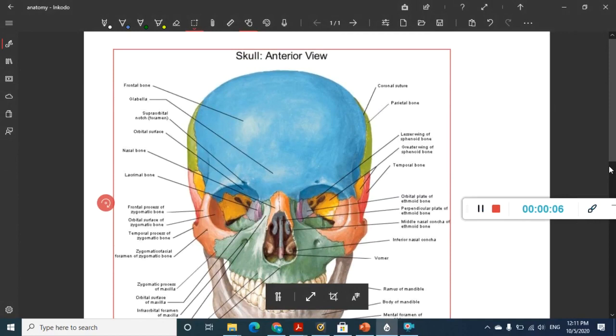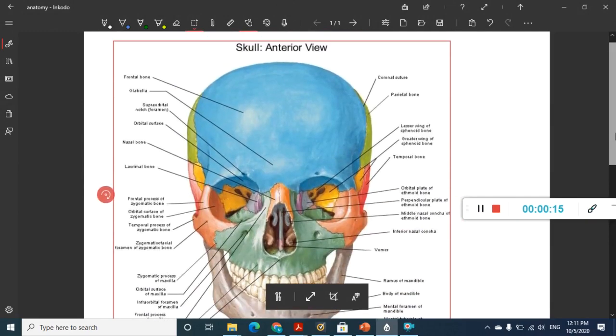In this session, I would like to deal with all the images which are present in the Netter's and all the theory part which is related to those images in the Netter's. Okay, so first we will see the anterior view of the skull.